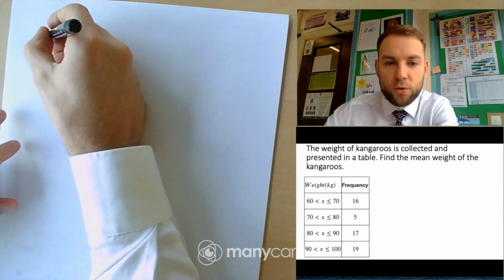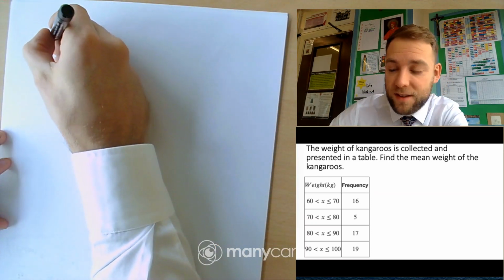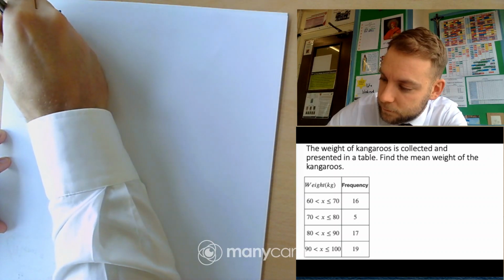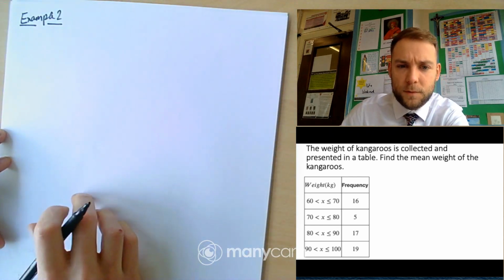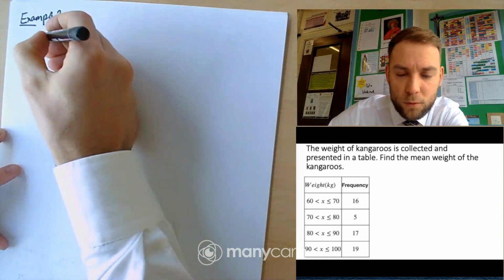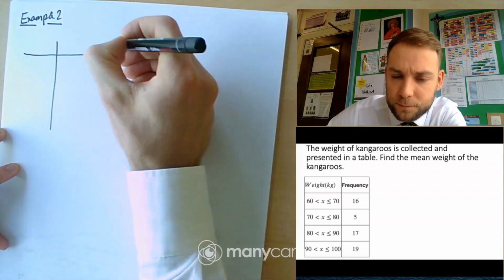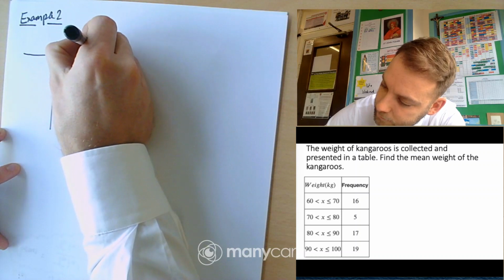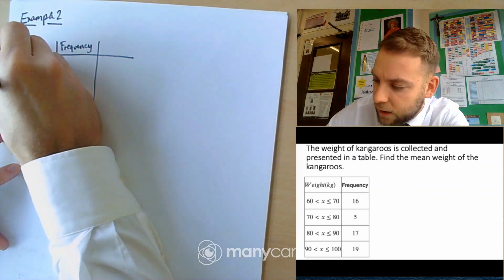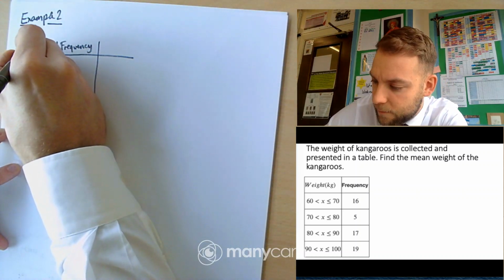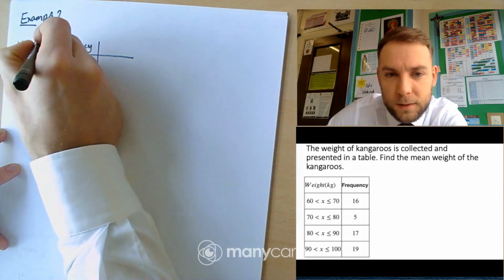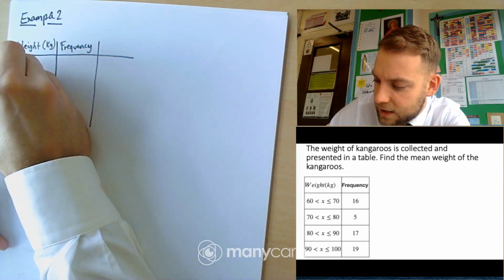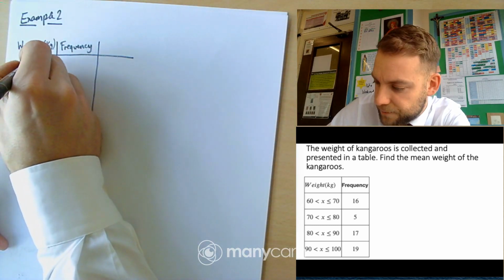Okay, so I'll draw my table again. Again, remember, you should be getting this in your book. This one here is example 2. I'll draw my table out. I've got the frequency here, I've got the weight over here, and that's in kilograms. And my range is 60 is less than X is less than 70.